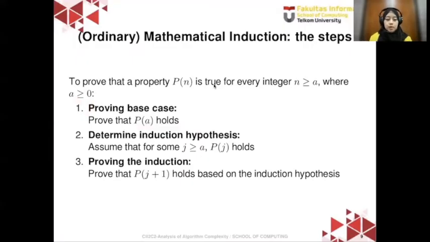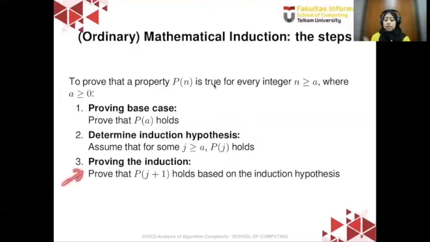The next step, we need to determine the induction hypothesis. That is, we assume that for some j larger than or equal to a, Pj holds. So j can be anything, but the minimum value is a, where a is the lower bound we have. Okay, so we assume that for some j, Pj holds.